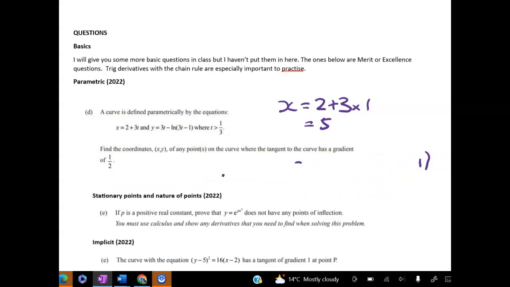Okay, let's look at the second one, which is about stationary points and the nature of the points. And this also is from last year's exam. Now, this one actually was an excellence question. And I think it's a pretty straightforward excellence question as long as you understand what a point of inflection is.